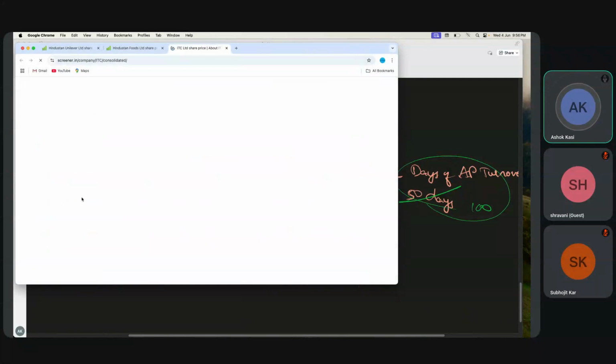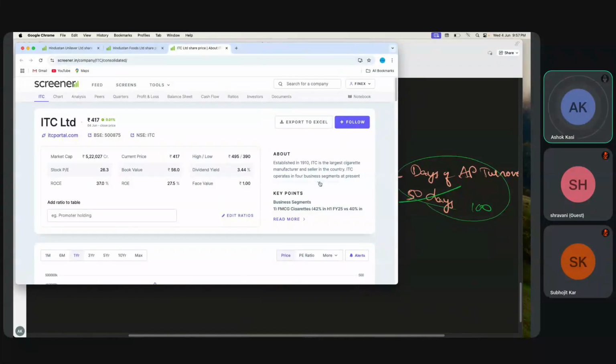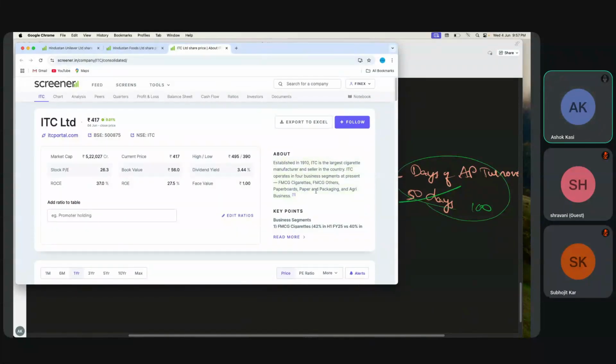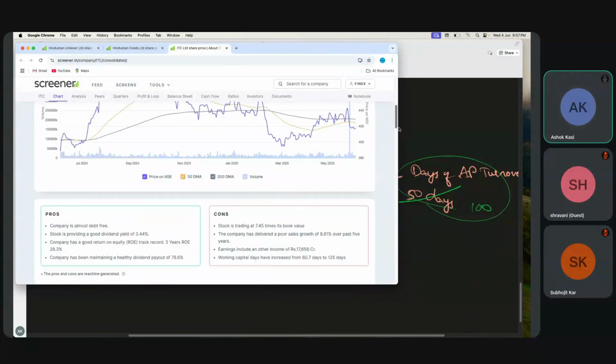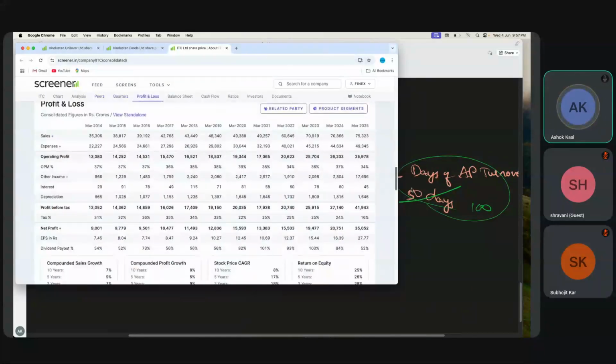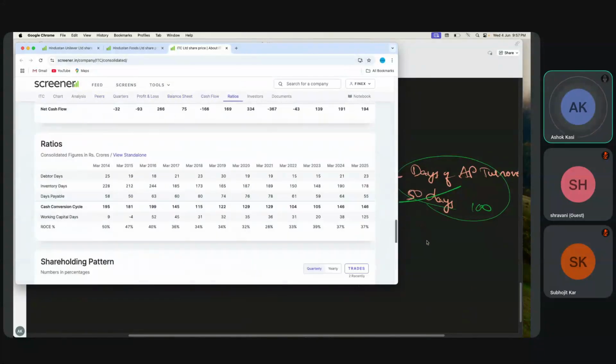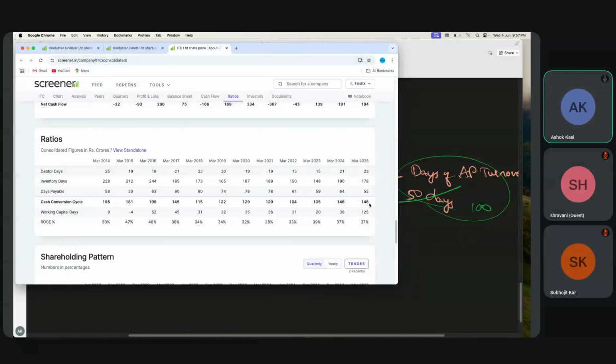Then ITC. So ITC is a popular company, right? Tobacco and all that stuff comes under it. And they are also into paper, FMCG, and agro business as well. So here it is too high: 146 cash conversion cycle. They are keeping inventory for a long period of time. 178. Okay.